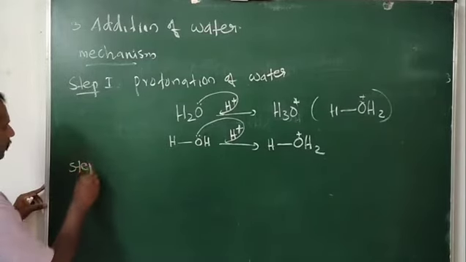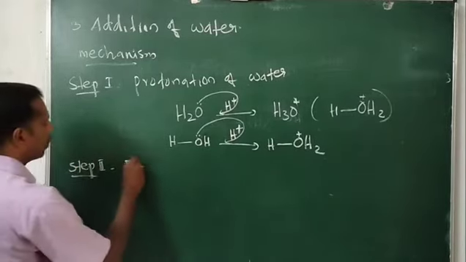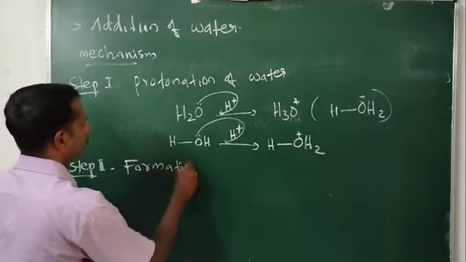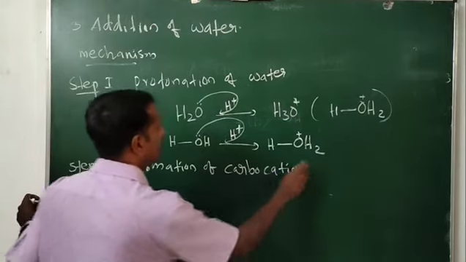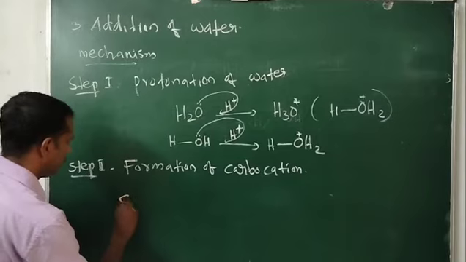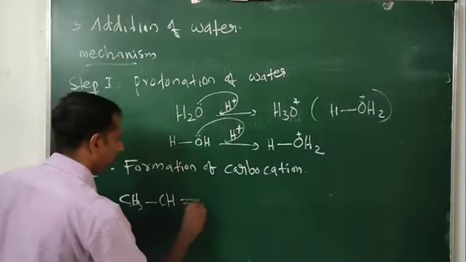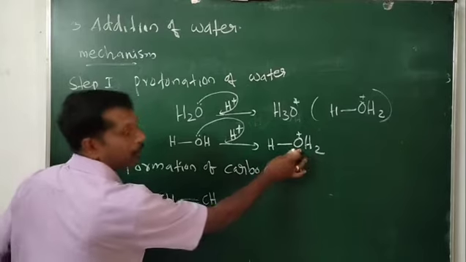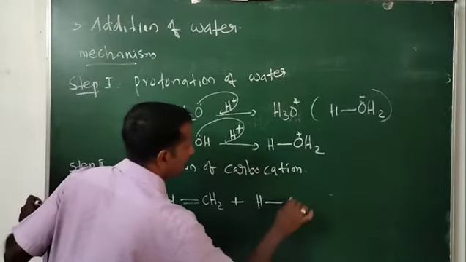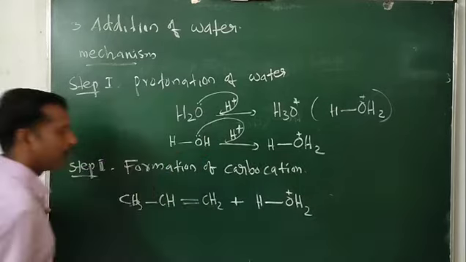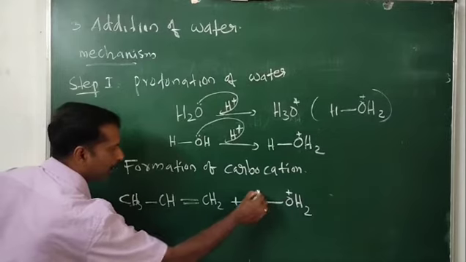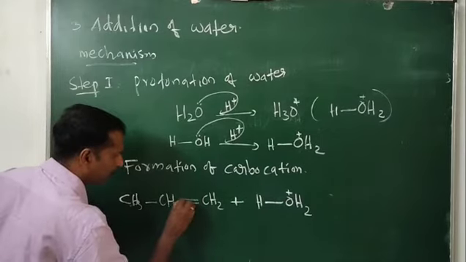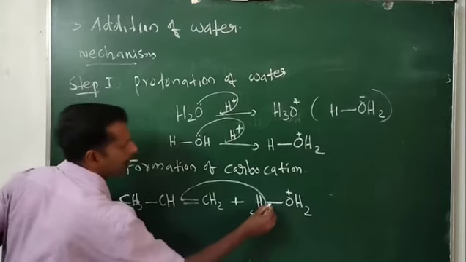Step two, formation of carbocation. Look at it here. If we take the alkene CH3CH=CH2, plus now our protonated water, OH2, this is plus. Now according to our Markovnikov's rule, what will happen? This part, the positive part, H+, the bond breaks from this carbon, and it will abstract this H, and this will go here.